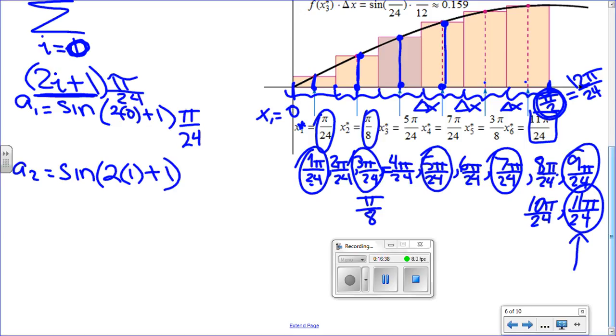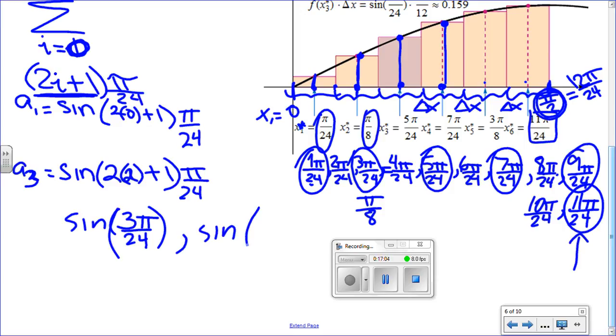So let's see if it works. It will be the sine of 3 pi over 24. So it works. Very nice. If we do the next one, like if we do the third term, we'll put a 2 here, and then we will have the sine of 5, right? 4 plus 1, 5. 5 pi over 24.